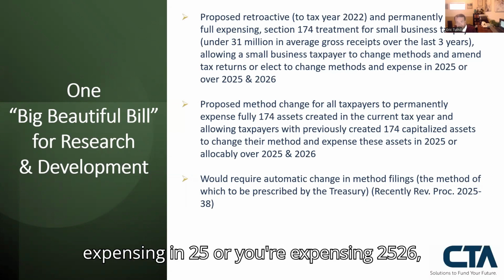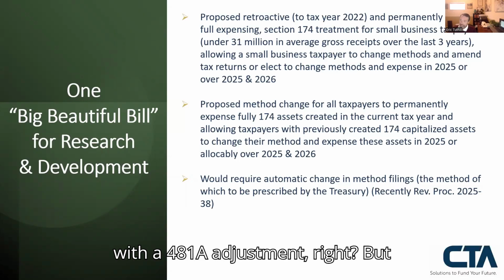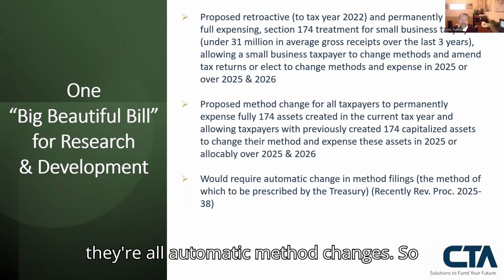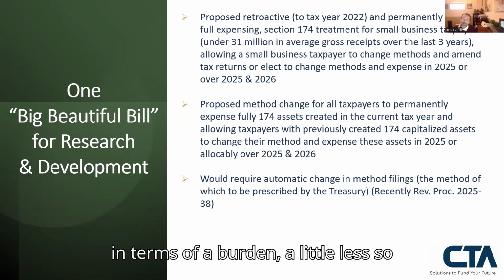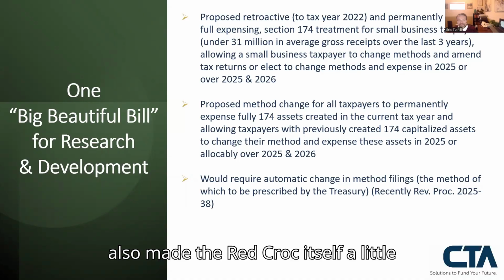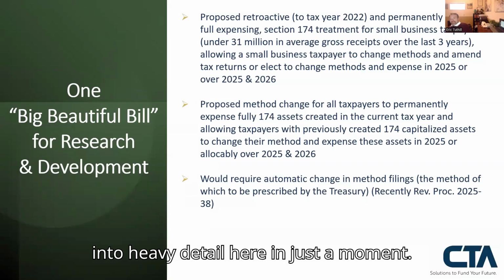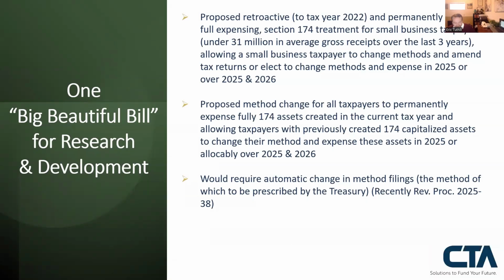So if you're expensing in 25, or expensing 25, 26, you're going to have to do a 3115 along with a 481A adjustment, right? But they're all automatic method changes. So in terms of a burden, a little less so than you would expect, right? But they also made the Rev Proc itself a little bit difficult to navigate, which we'll go into heavy detail here in just a moment.